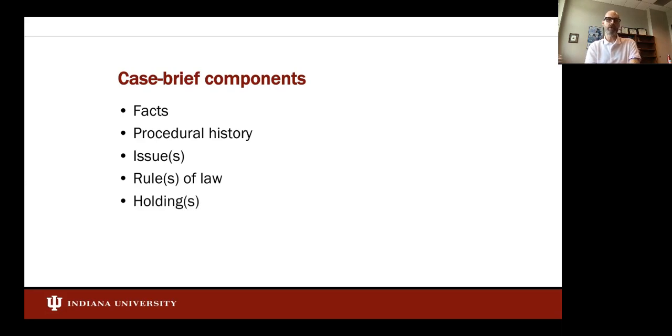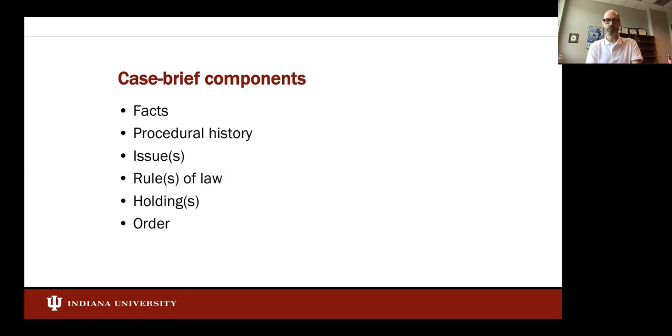And then we have the holding, or if there are multiple issues, holdings, plural. A holding is the court's decision on an issue it was asked to resolve. So in other words, how does the court apply the rule to the case? That's what the holding is going to be. Then the court's order. This is the court's action under its holding.